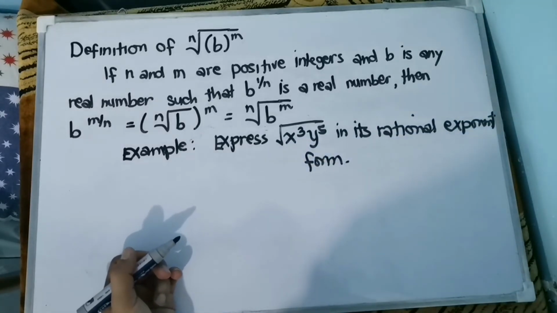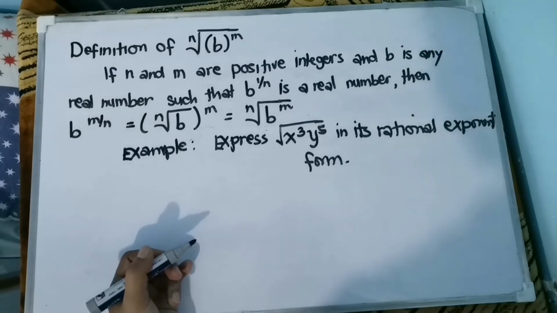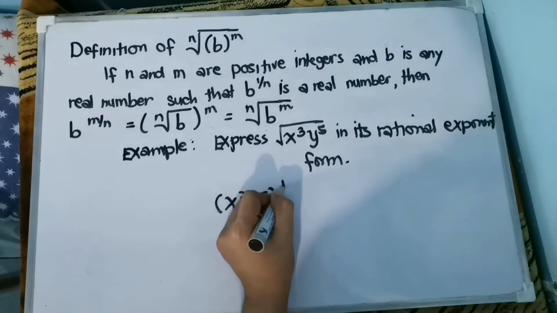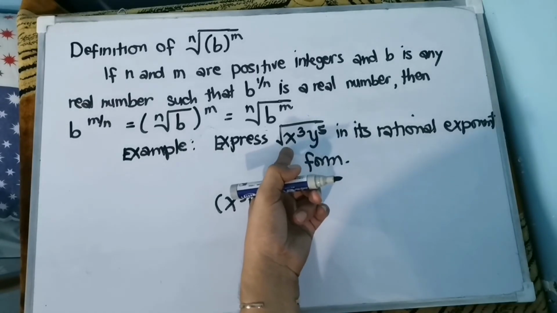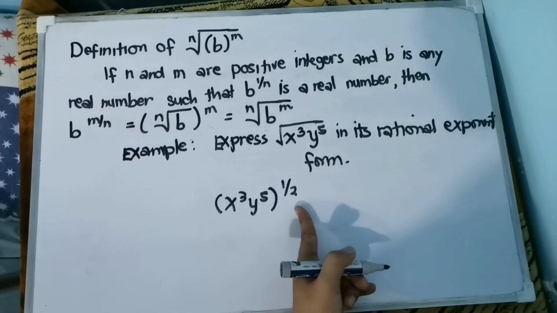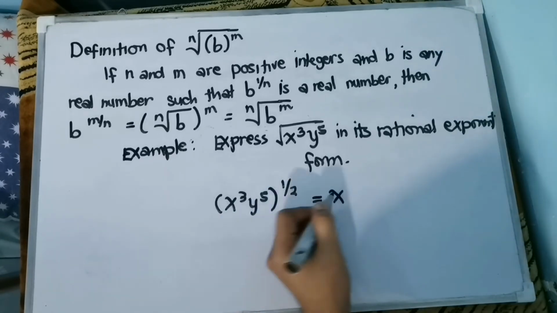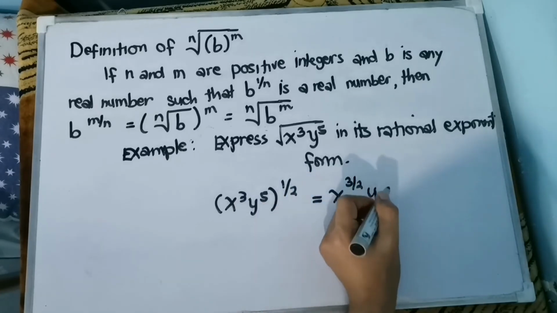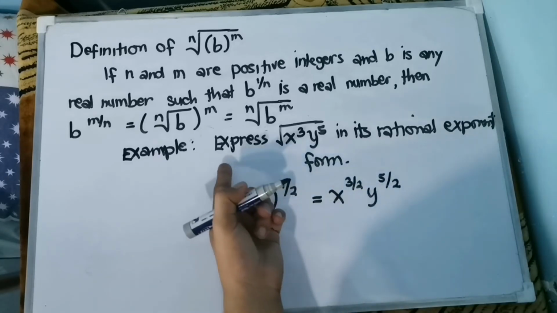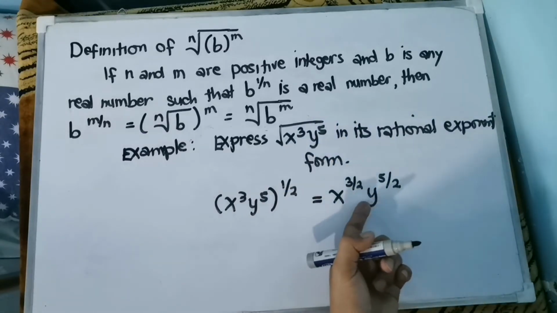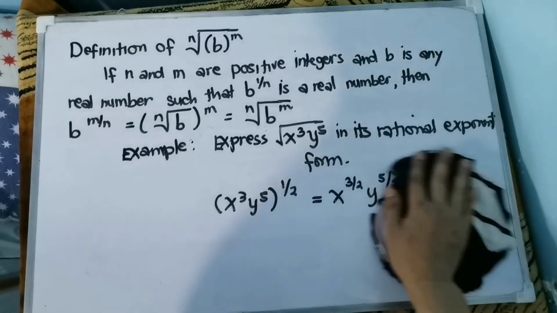Okay? And then we have x cubed y to the fifth raised to 1/2 because of the radical sign, and there is no index, meaning to say that it is raised to 1/2, by applying the properties of rational exponents to simplify. So we will get an answer of x, 3 times 1/2 is 3/2, and then y, 5 times 1/2 is 5/2. So therefore, when we express the square root of x cubed y to the fifth in its rational exponent form, it will become x raised to 3/2 and y raised to 5/2. Okay, another.